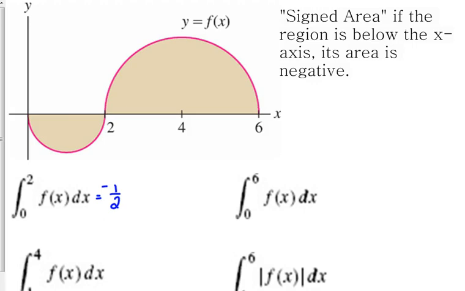It is one half of a circle. It's below the axis, so it's a negative. Pi r squared, the radius here is 1, so this is negative pi over 2.